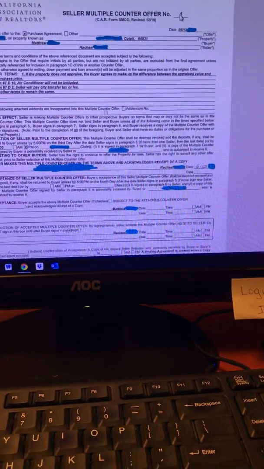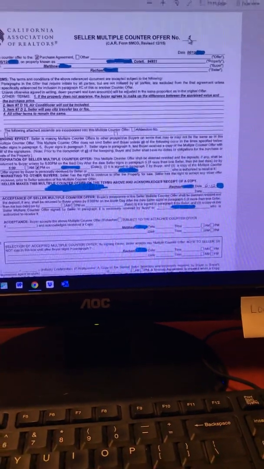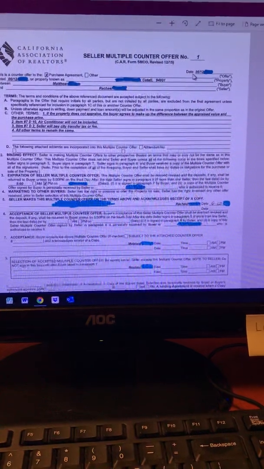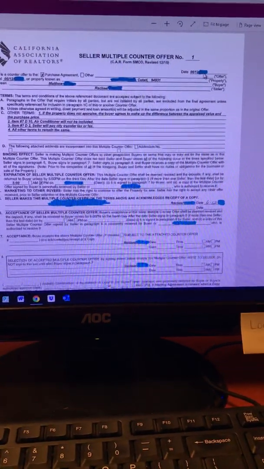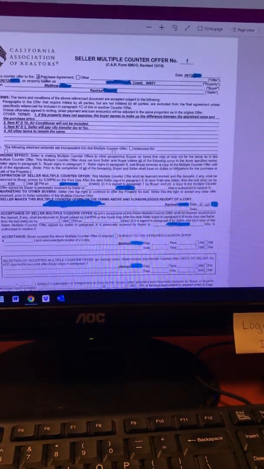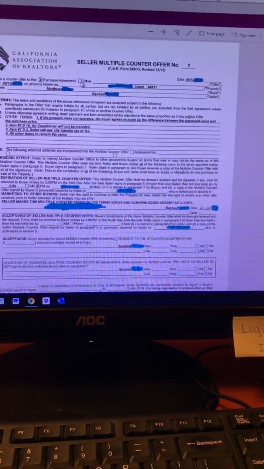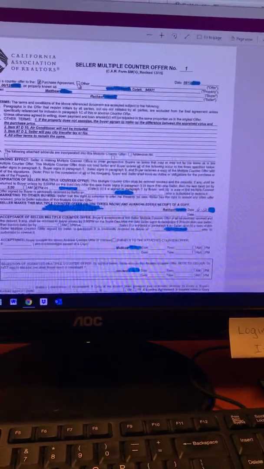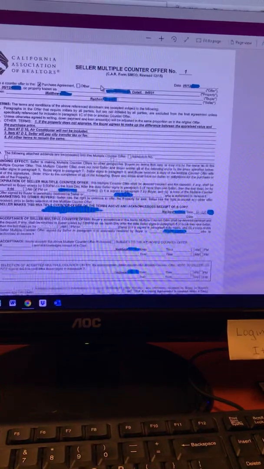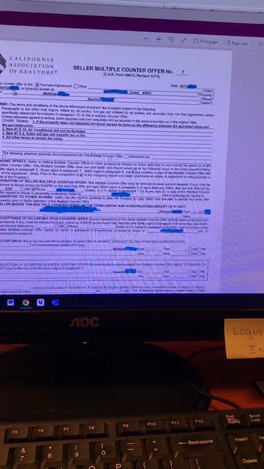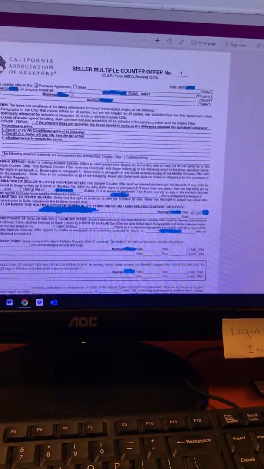Pretty simple form. So up here you put what counteroffer number it is. Here you put the date that you're completing it. And this is a counteroffer made to purchase agreement. If it was other, could be where there's already been a counteroffer, and it would be counteroffer made to another counter by your buyer. You put the date of the purchase agreement in this case.